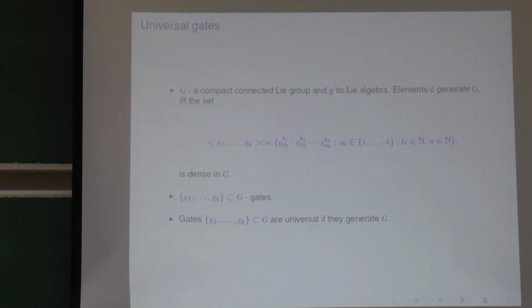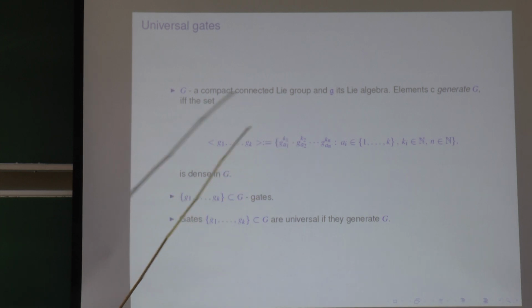Then I have to switch to another language, and I will call an element of the group a gate. So G1 is a gate, Gk is a gate, all those elements are gates. And then I say that gates G1 to Gk are universal if they generate the group. And I already said what it means to generate a group.